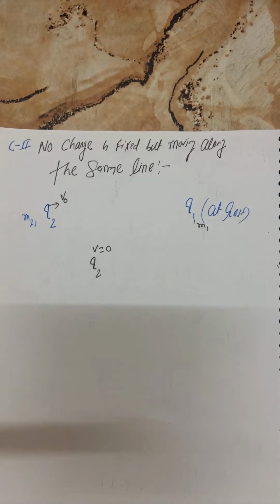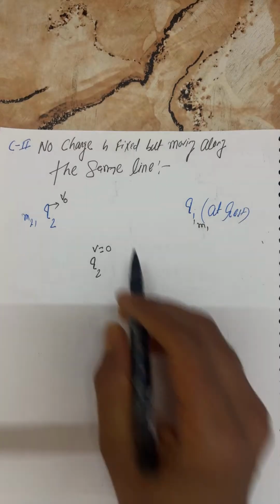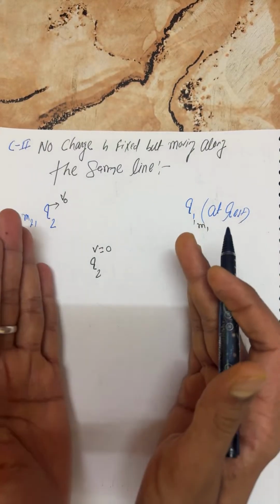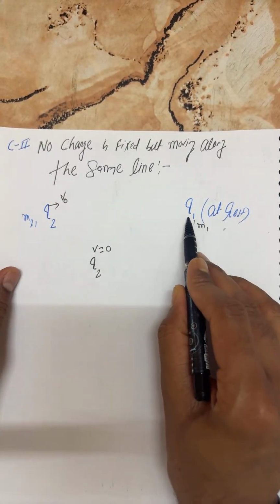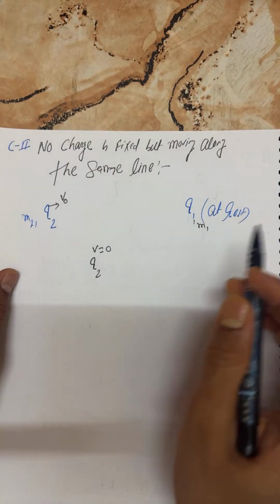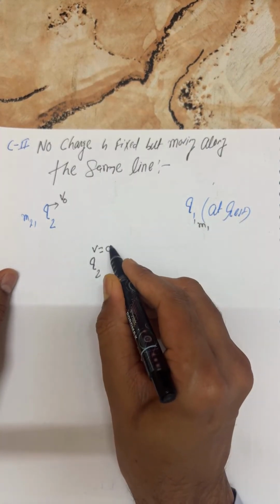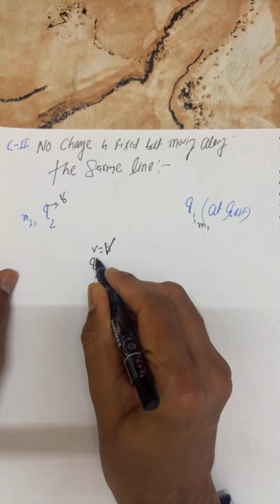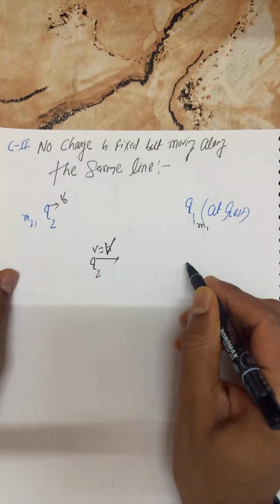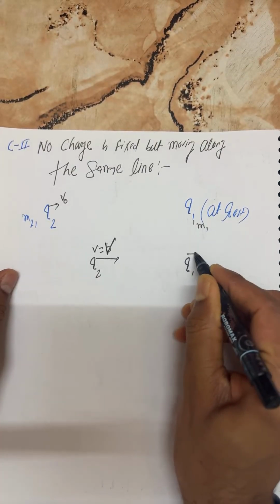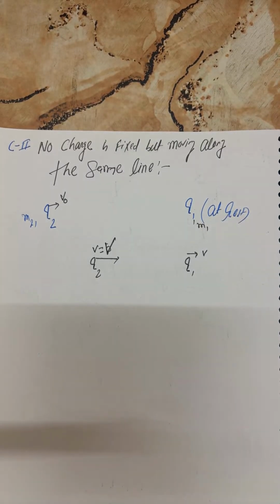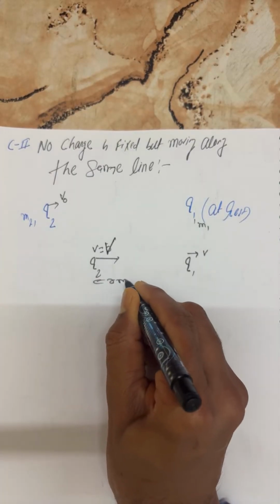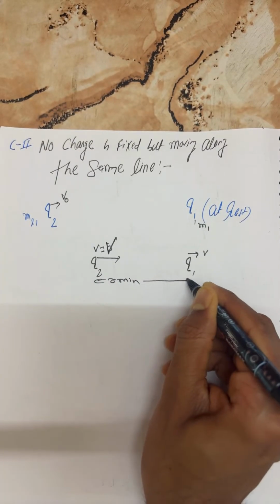No, sir, you can't say zero here. Why? Because this particle can also move. If they come closer, the repulsive force will allow motion of this particle as well. So both particles will move with the same velocity. Q2 is moving with V and Q1 is also moving with V. This is the condition. And this is what we wish to find.